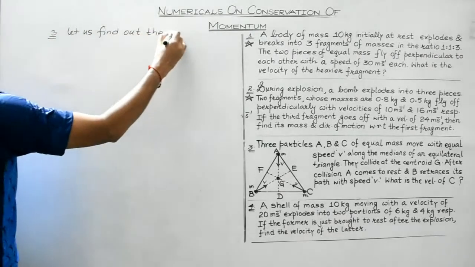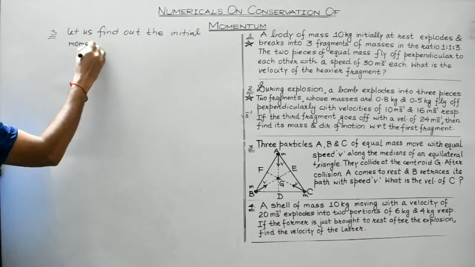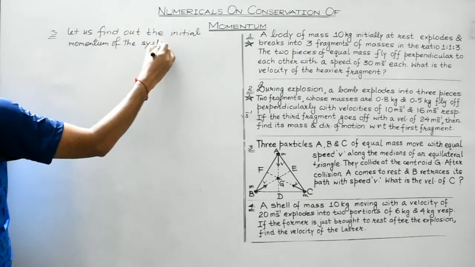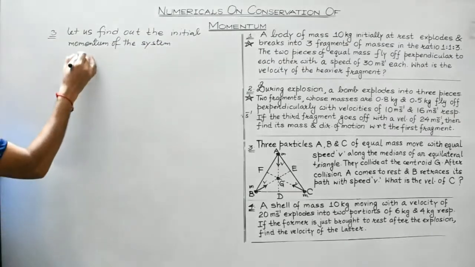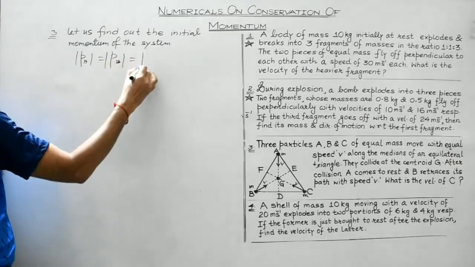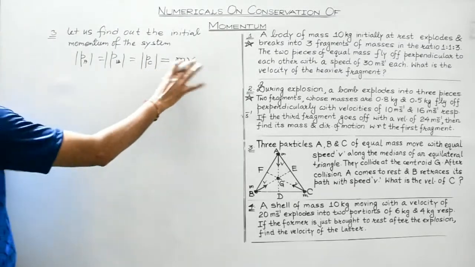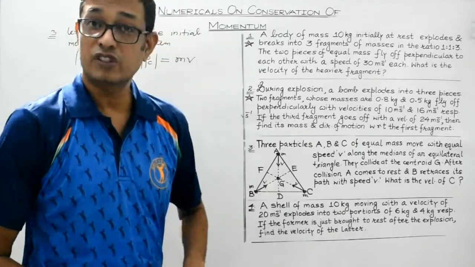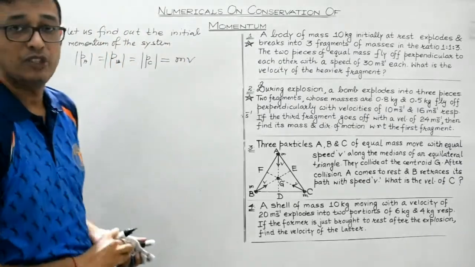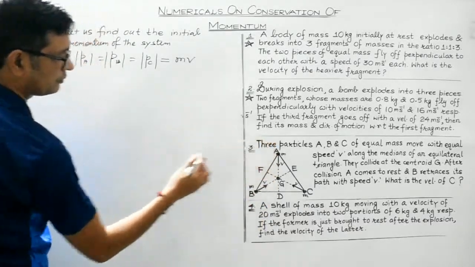Let us find out the initial momentum of the system. Now look, students, in magnitude, PA is equal to the momentum of the second body as well as the momentum of the third body, that is C. Each is equal to mass into velocity. Each body has the same mass m and velocity v. So the momentum of each body is m into v, right? So initial momentum, let's get it. Okay, it is like this.